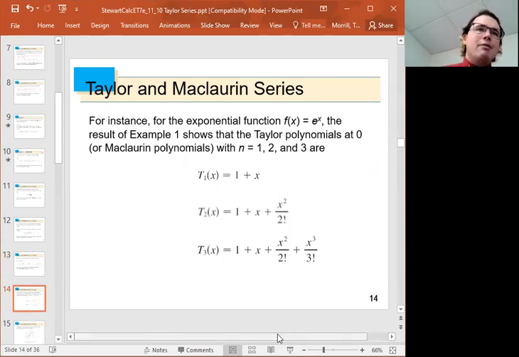Here are some of the Taylor polynomials for the exponential function. The first Taylor polynomial is degree 1, so it's just 1 plus x. The second degree Taylor polynomial is a quadratic, so it's 1 plus x plus x squared divided by 2. The third degree Taylor polynomial for the exponential function is 1 plus x plus x squared on 2 factorial plus x cubed on 3 factorial, so a cubic.